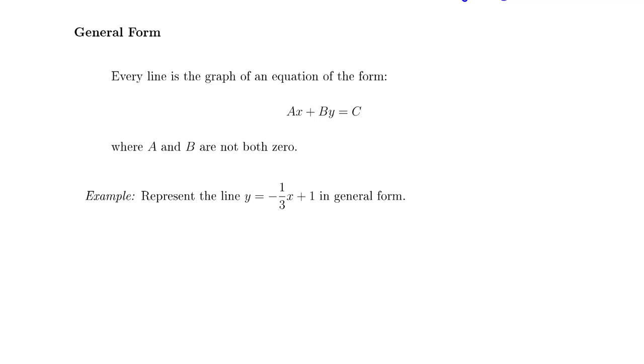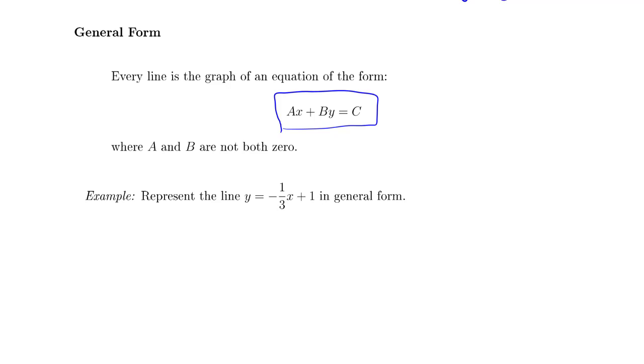So yet another form is the general form. Basically we're saying every line is the graph of an equation of the form ax plus by equals c. In this one, we're not really representing it with the y on one side and the x on the other. We're putting the x and y on one side and saying that ax plus by equals some constant c.